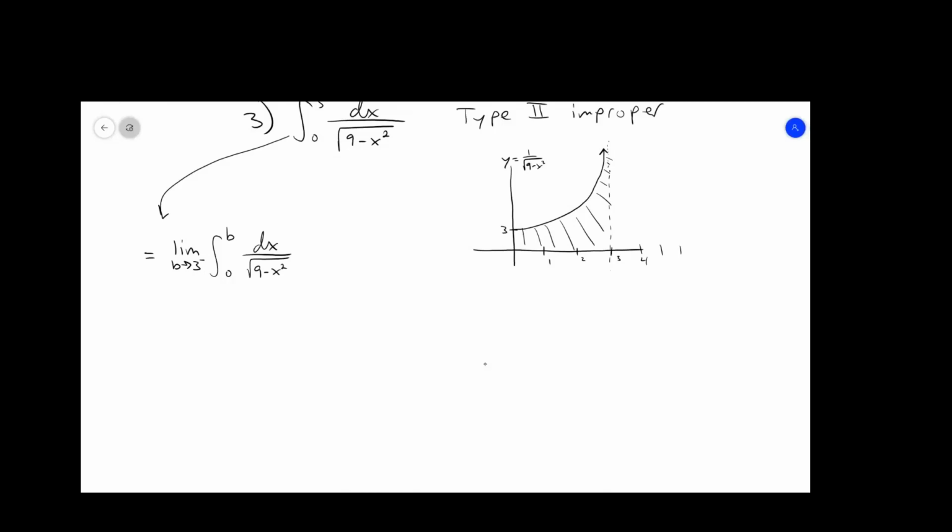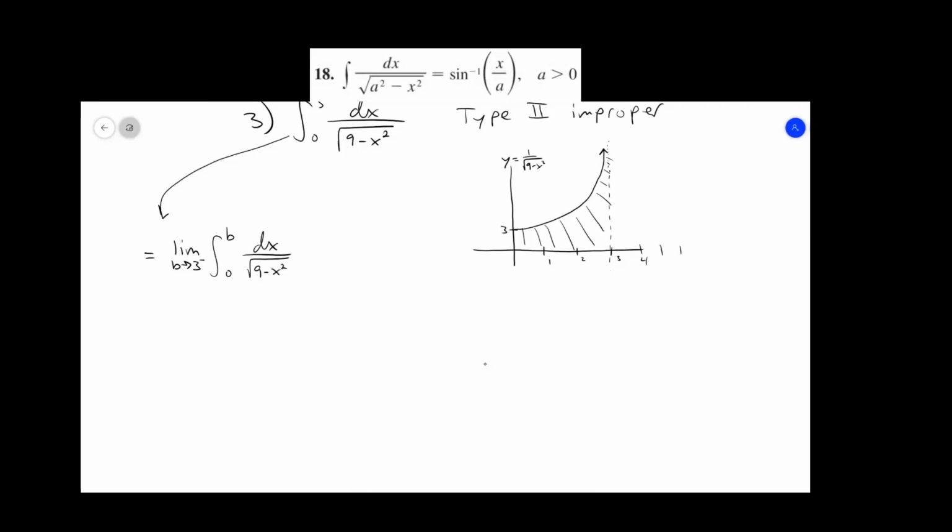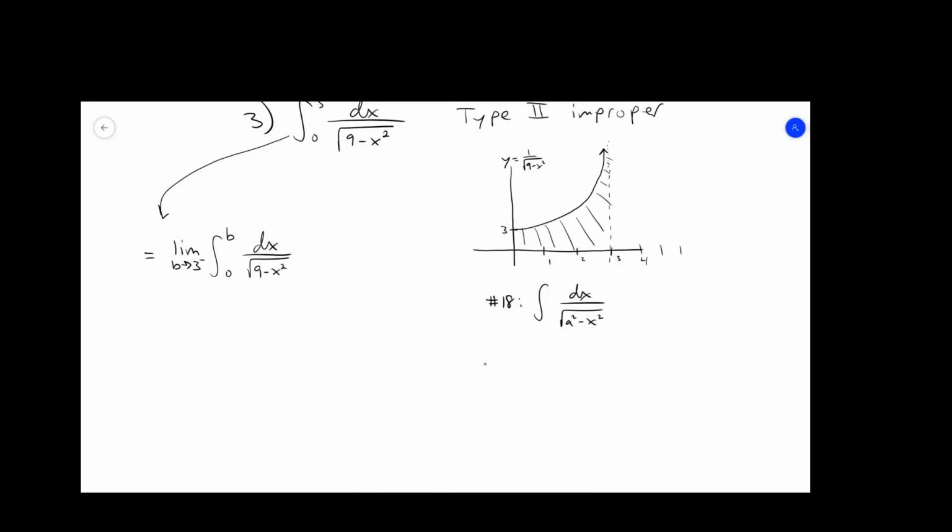Now for that one, if you notice, this is another one where we don't even have to really do any work on the integral, because if you go back to your 7.5 table of integration formulas, I'm looking at integral number 18 on that list. Look what integral number 18 has. It's dx over the square root of a squared minus x squared. And what is that, according to that table? It is the inverse sine of x over a.